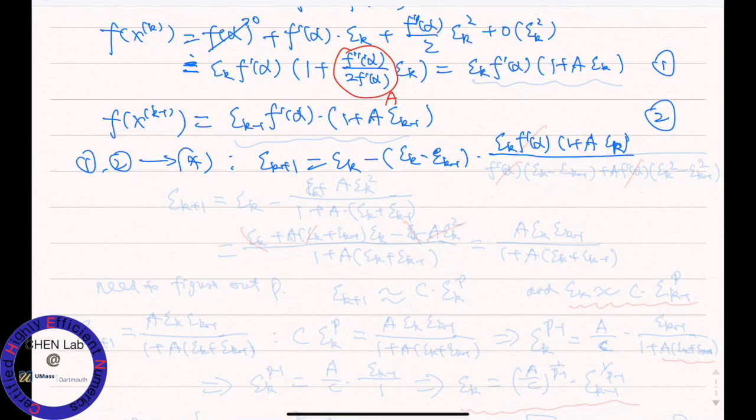So I'm going to do a little bit of rewriting here. This is this minus that, the difference of the two. The first term is f prime alpha times epsilon_k minus epsilon_{k-1}. The second term is a f prime alpha times epsilon_k squared minus epsilon_{k-1} squared. Let me explain.